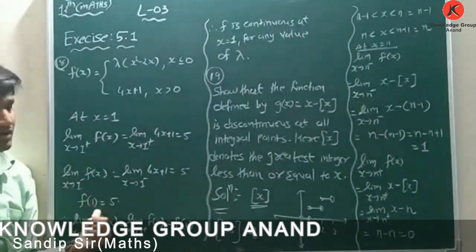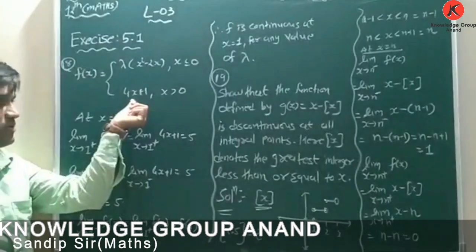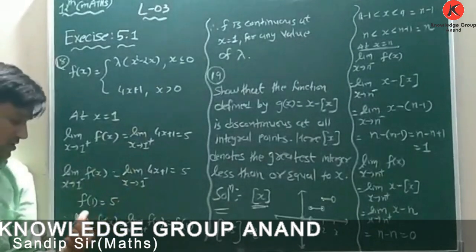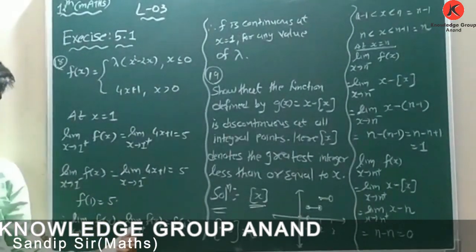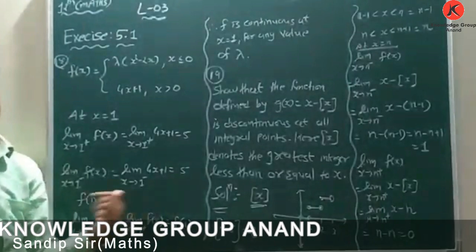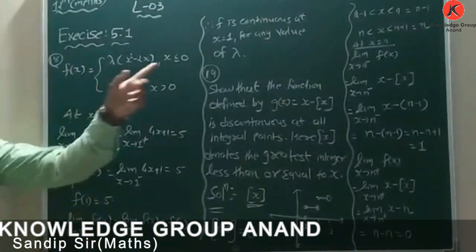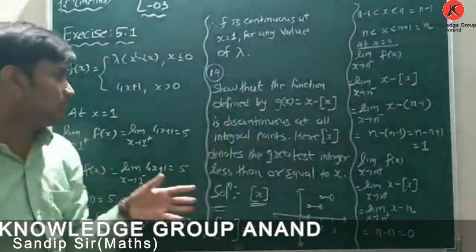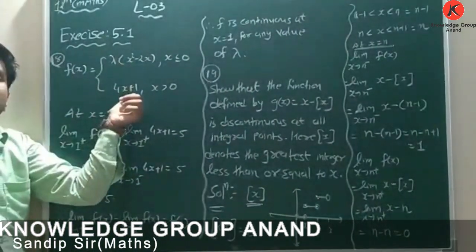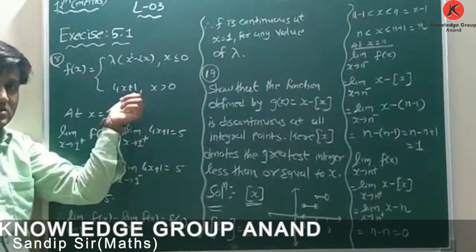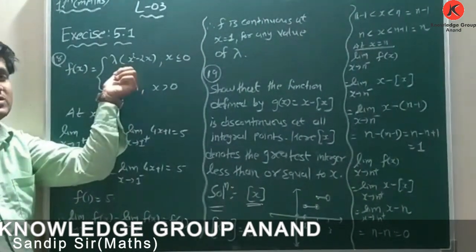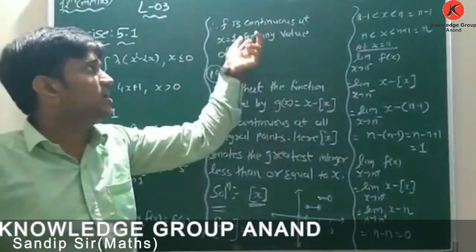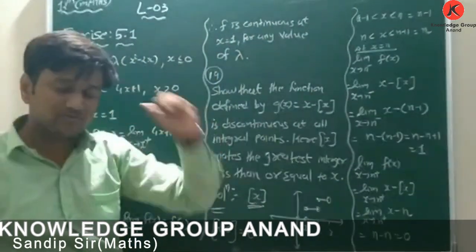And f of 1 also, 4x plus 1, putting the value x is equal to 1, that means 4 plus 1 is equal to 5. So limit x tends to 1 minus f of x is equal to limit x tends to 1 plus f of x is equal to f of 1. That means f is continuous at x is equal to 1 for any value of lambda. Whatever value of lambda we take, there is no effect here. That means the function is continuous. So the value of lambda can change, there is no effect here. That means for any value of lambda the given function is continuous at x is equal to 1.